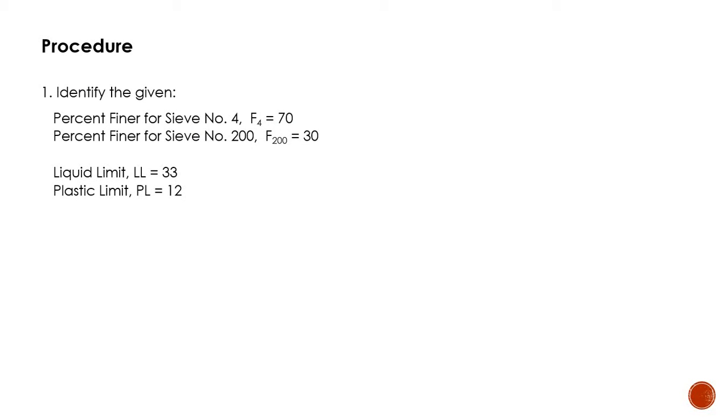So the first step is to identify the given. So percent finer for sieve number 4, or designated as F of 4, is equal to 70. Percent finer for sieve number 200, or F200, is equal to 30. Liquid limit is given to be 33. Plastic limit is given to be 12.